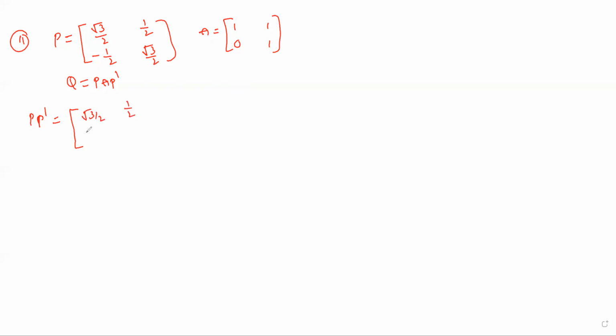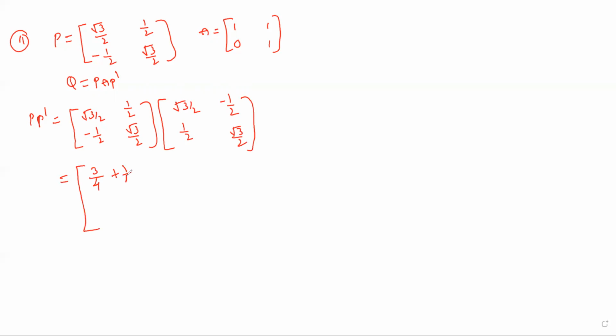Root 3 by 2, 1 by 2, minus 1 by 2, root 3 by 2. P dash means interchanging rows and columns: root 3 by 2, 1 by 2, minus 1 by 2, root 3 by 2. Now if you multiply these two matrices, root 3 by 2 into root 3 by 2 is 3 by 4. 1 by 2 into 1 by 2 is 1 by 4. First row with second column, minus root 3 by 4.